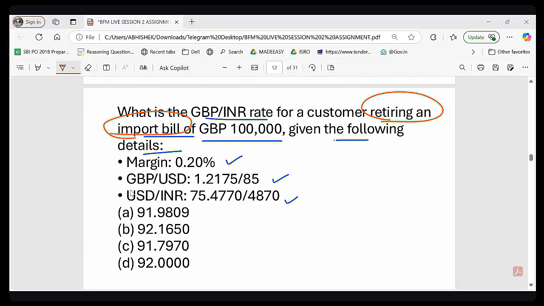So in this case, the customer is retiring an import bill of 1 lakh Great Britain pound, right? And they need to calculate how much Indian rupees they will need to convert to GBP for this payment.